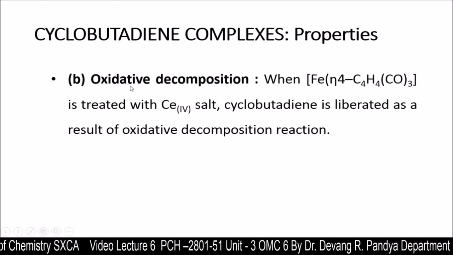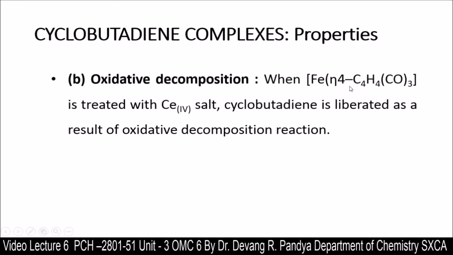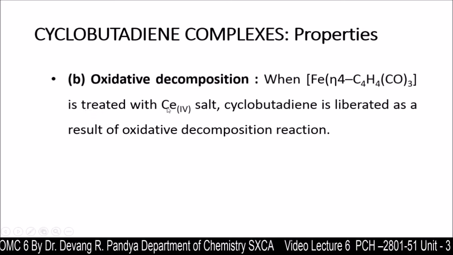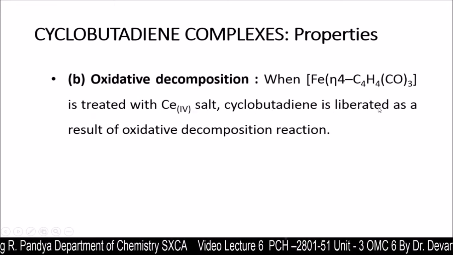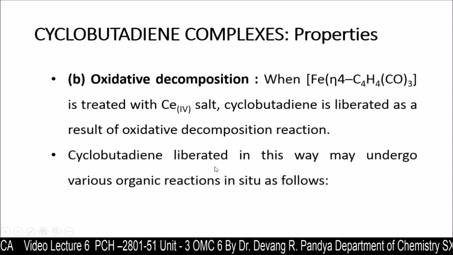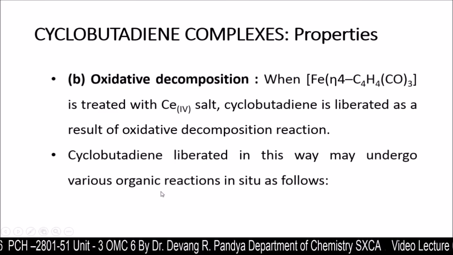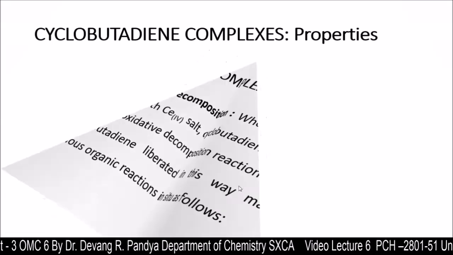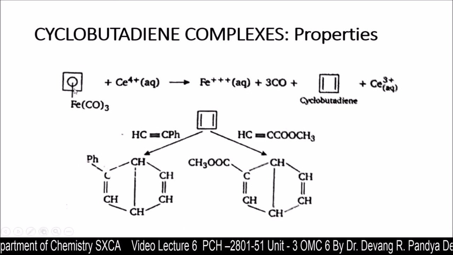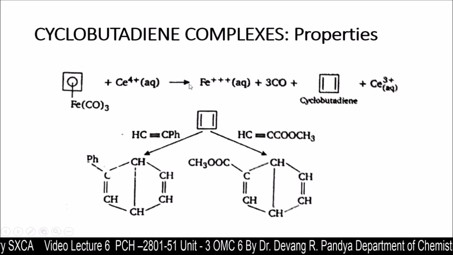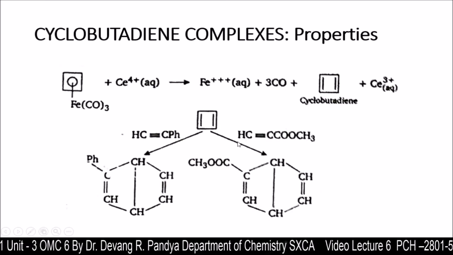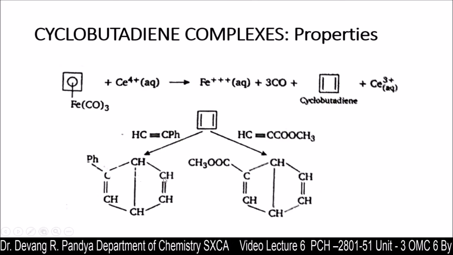The second property is oxidative decomposition. When the cyclobutadiene iron tricarbonyl complex is treated with cerium salt, cyclobutadiene is liberated as a result of the oxidative decomposition reaction. Cyclobutadiene liberated in this way may undergo various organic reactions in situ, as we can see in this next slide. Here the in situ reaction is shown. The iron cyclobutadiene complex treated with cerium salt gives free cyclobutadiene, and in much the same way these two reactions give in situ products.